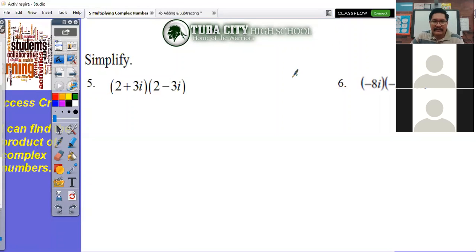All right. Let's go ahead and start this one. So we have 2 binomials, so we're going to have to use FOIL. So 2 times 2 is 4. 2 times -3i, so in this case here, 2 times -3i is -6i. And inside number is 3i times 2, so that's going to be plus, and then 2 times 3 is 6i.